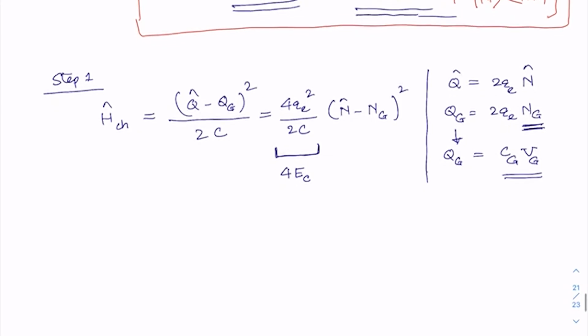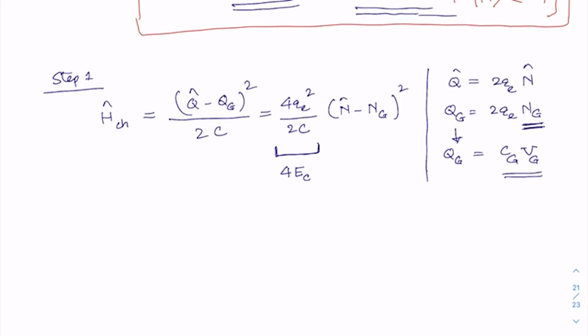Now another thing you can notice is that for every n, there is a finite value of the charging term. So this charging operator is diagonal in the n-ket basis. This n basis is simply diagonal.